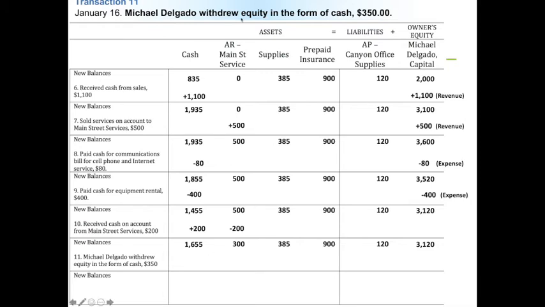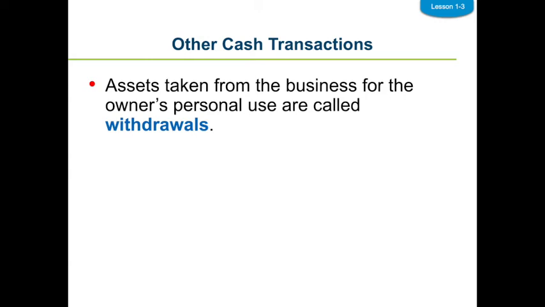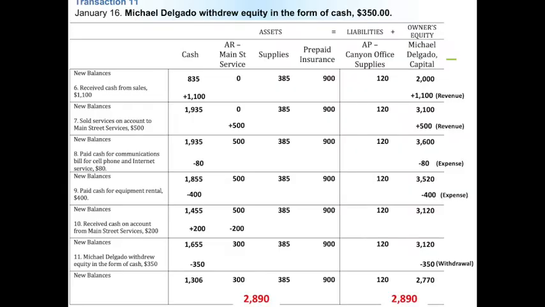Okay, in this situation, he withdrew cash. So cash is going to go down by $350 because he took that balance out of there. Your capital account is also going to go down. Your capital account is worth less. He took money out of the business. And this $350 will be a withdrawal. And then you'll figure out your balances. Add your left side of your accounting equation and your right side, and they should balance out. Assets taken from the business for the owner's personal use are called withdrawals. And again, you can see that these will balance out.